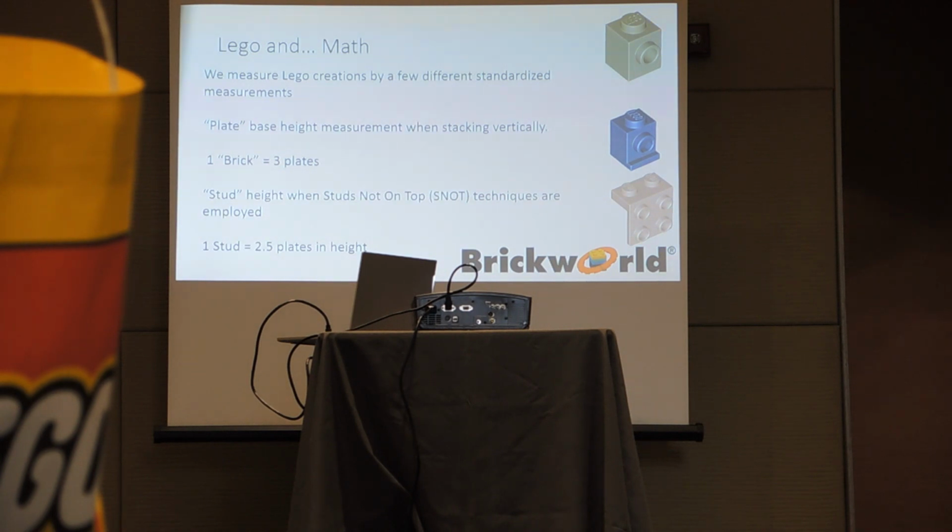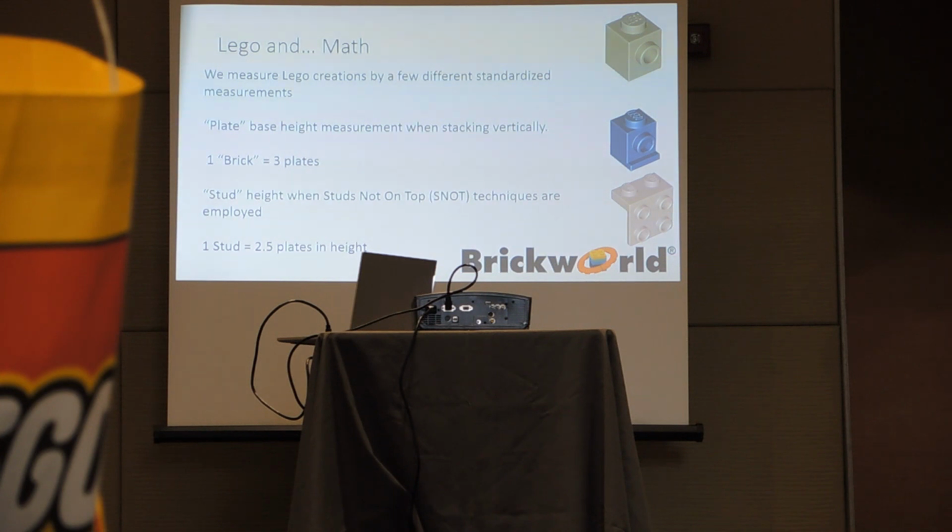So there are really two types of measurements that we use frequently when we're talking about building. One is plate or brick height. One plate in height is your baseline measurement, and one brick is 3 plates stacked on top of each other. But the other way we can talk about it, like I mentioned with the length of our ship, is studs. That's one of these guys here that you attach something to. A stud, if I'm measuring this way, so instead of stacking vertically, I'm now measuring with a horizontal stack. So the studs are not on top. That's an acronym, SNOT. As I mentioned a minute ago, a lot of people talk about SNOT building.